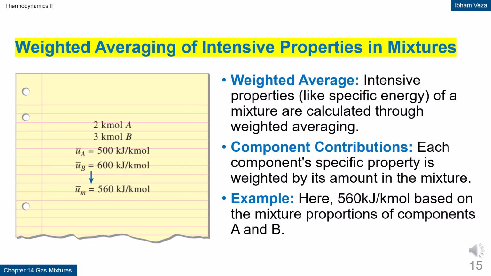Weighted averaging of intensive properties. Intensive properties, such as specific energy or specific volume, are not directly additive. For mixtures, these properties are calculated as weighted averages based on the amount or fraction of each component. The example shows the calculation of an average value of 560 kilojoules per kilomole from two components. This method ensures that each component's contribution is accounted for proportionally. This approach is widely used in ideal gas mixture analysis.